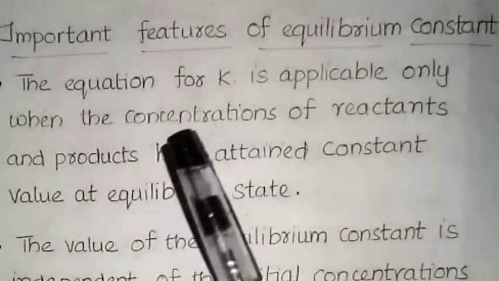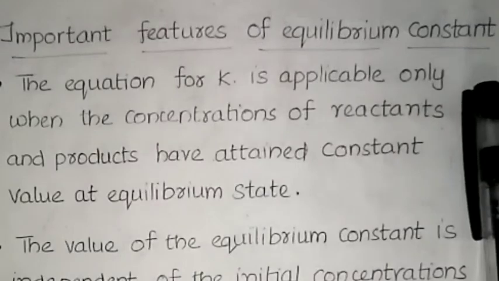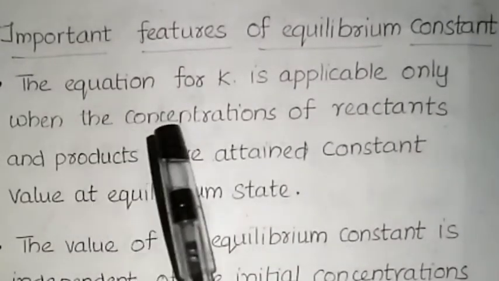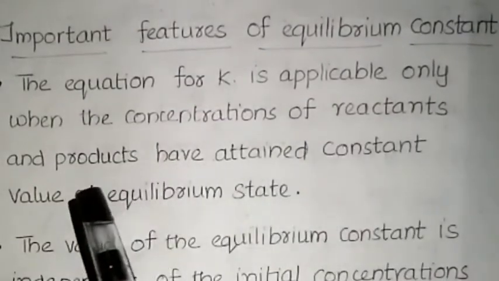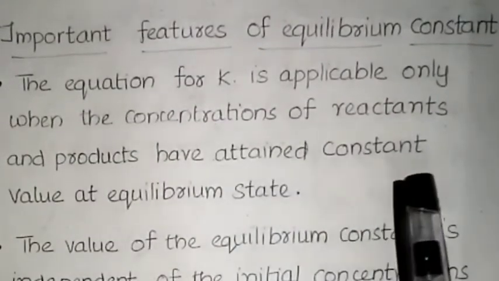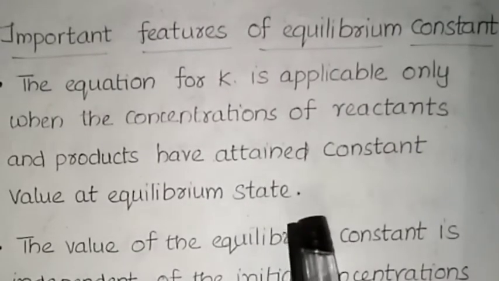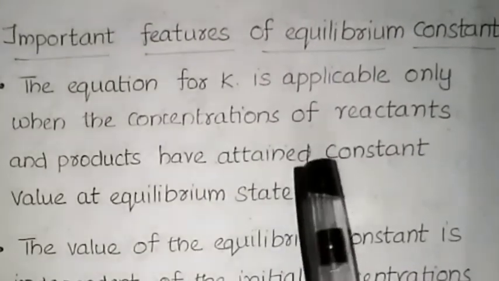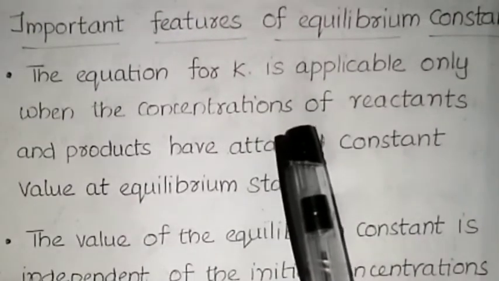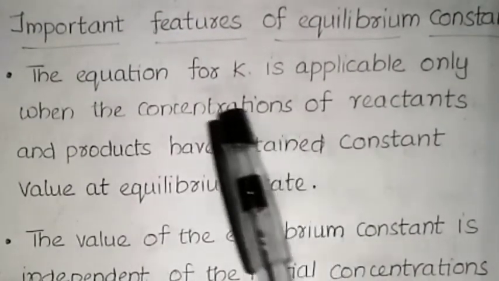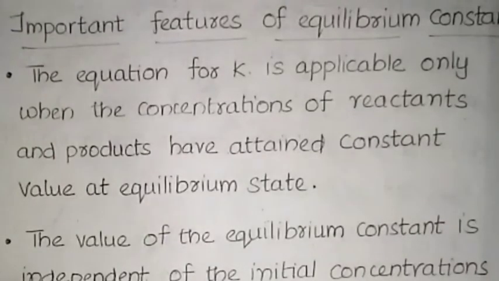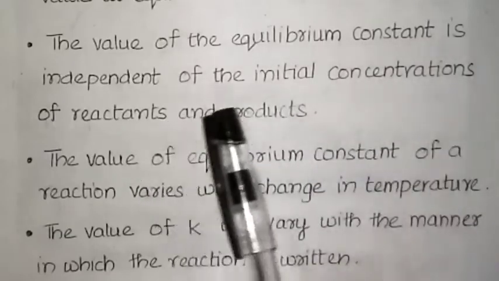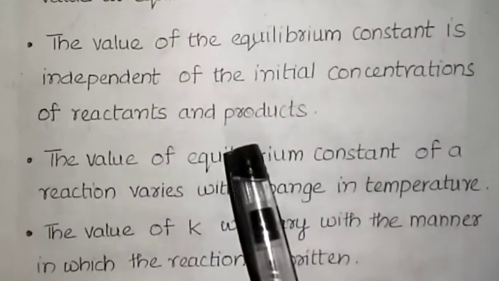Next, important features of equilibrium constant. First one, the equation for K is applicable only when the concentration of reactants and products have attained constant value at equilibrium state. That means when the reaction attains equilibrium condition, then only the equation for K, equilibrium constant Kc or Kp is applicable.